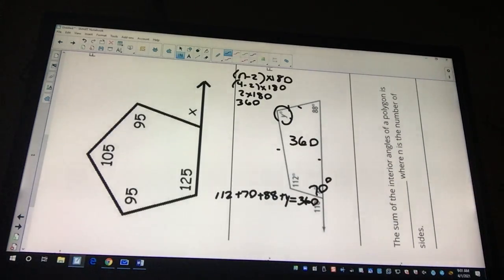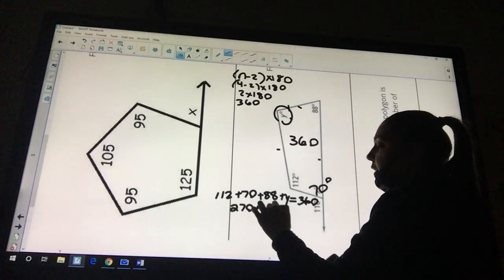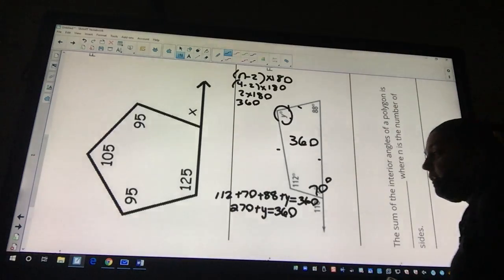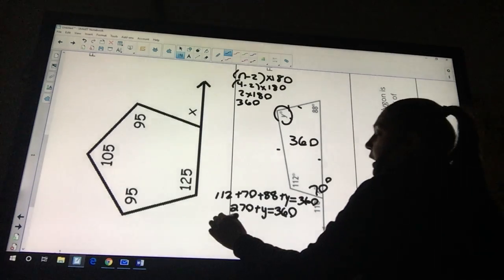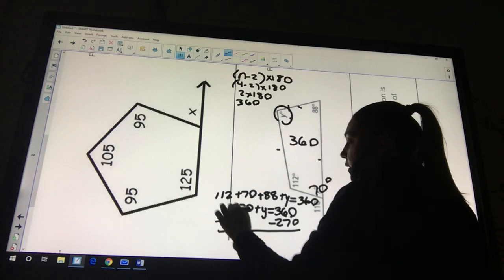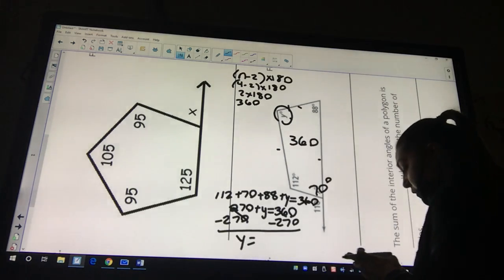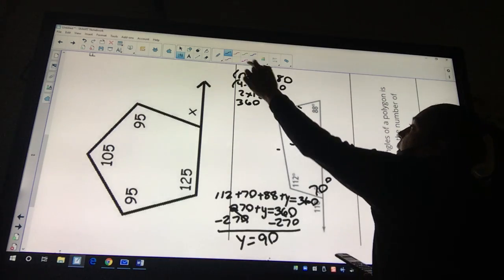Then what do we do when we minus 360? I've got to add all those things up. So 112 plus 70 plus 88, which is 270. So I got 270 plus y equals 360. Okay, and then we're going to minus 270. So I got y is 90.